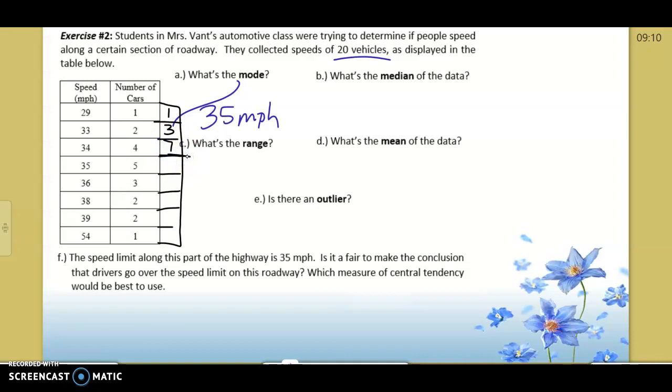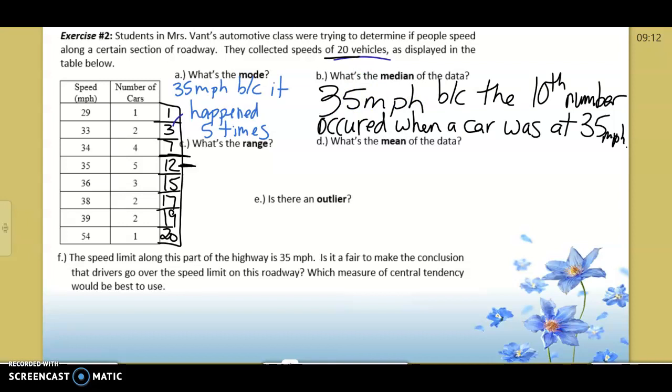We add again 7 and 5 to make 12. So we're past the halfway point right here, because half of 20 is 10. So this would be, again, 35 miles per hour. To recap, we had the mode at 35 miles an hour because it happened 5 times, and we had the median of the data at 35 miles an hour because the 10th number, half of the data of 20 is 10, occurred when a car was traveling at 35 miles an hour.